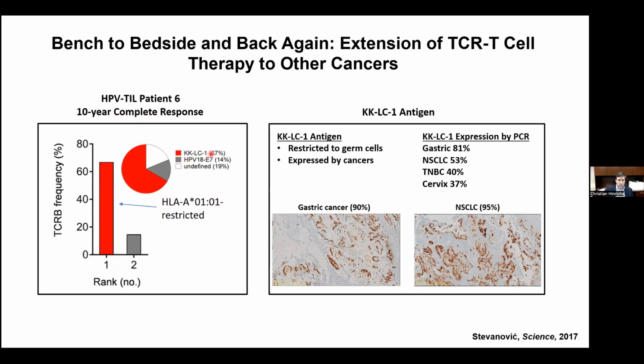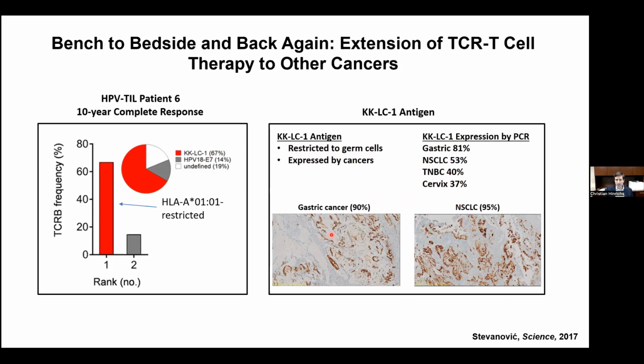This KKLC1 antigen is not something that was on our radar prior to this finding, and in fact, it took some really fantastic work by my postdoc, Sonia Stevanovic, to identify the target of this dominant T-cell receptor. KKLC1 is a cancer germline antigen. Its expression in adults is restricted to germ cells, but it's also expressed by cancer. And by PCR, it's been reported to be commonly expressed by gastric, non-small cell lung cancer, triple negative breast cancer, and cervical cancer.